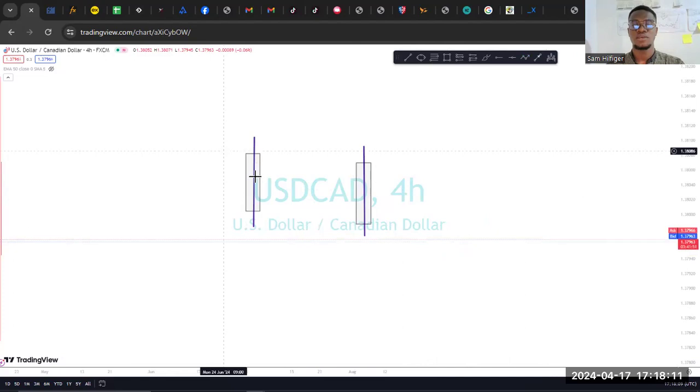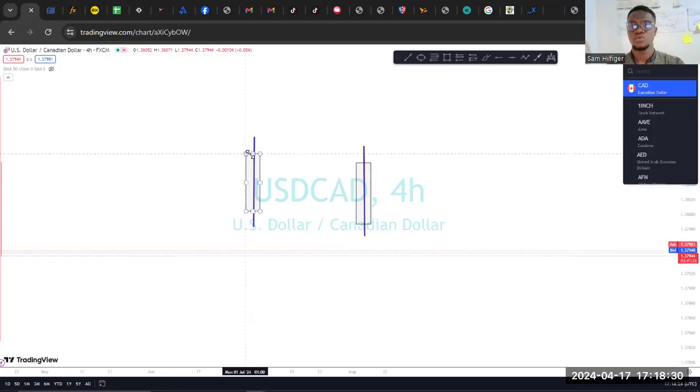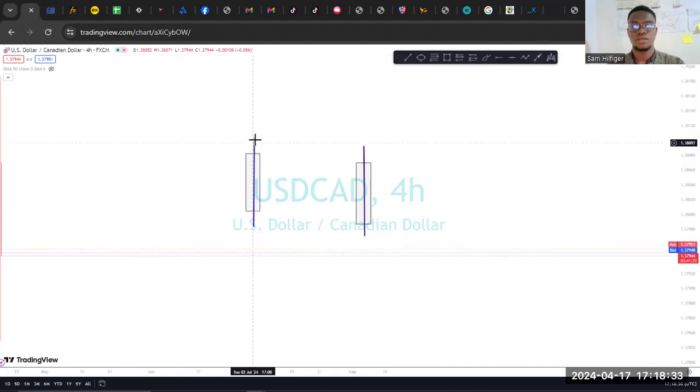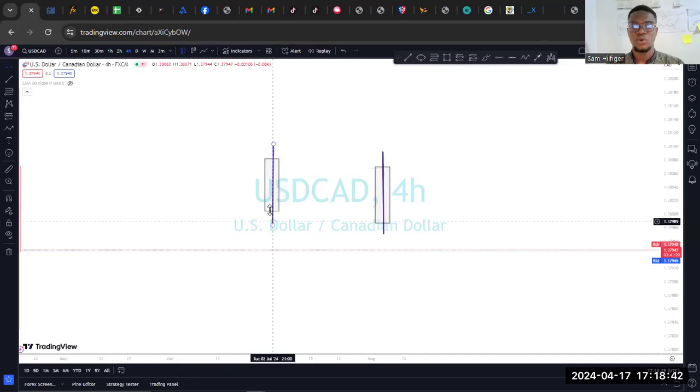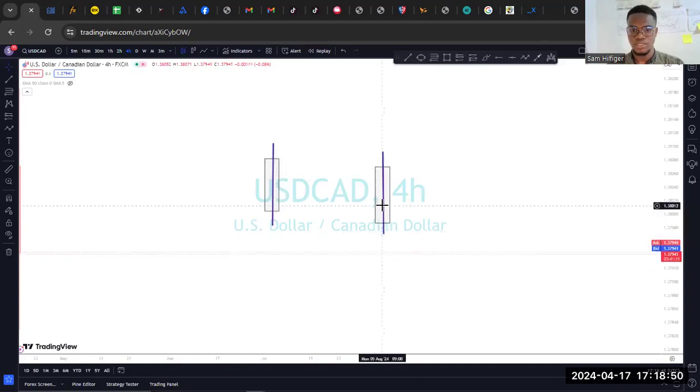So with this one over here, if a candle is going up, let me just select the text. Over here, this will be the opening. We call the lines above and below the candle bodies a wick. We call the box where the price moved the body. So this is a wick, this is a wick, then this is a body.